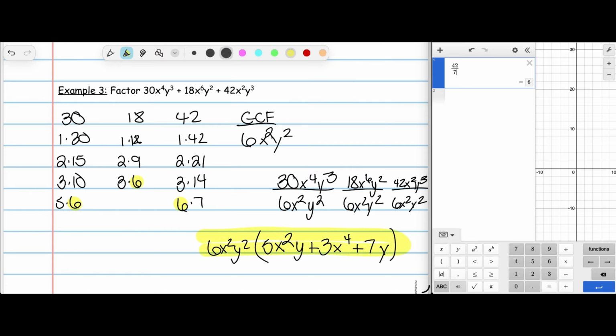Now we take what we have and what we just learned about finding the GCF, and we can put it into practice. If you have any questions, don't hesitate to ask.